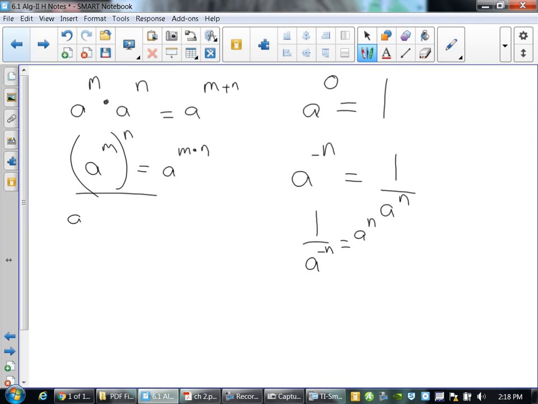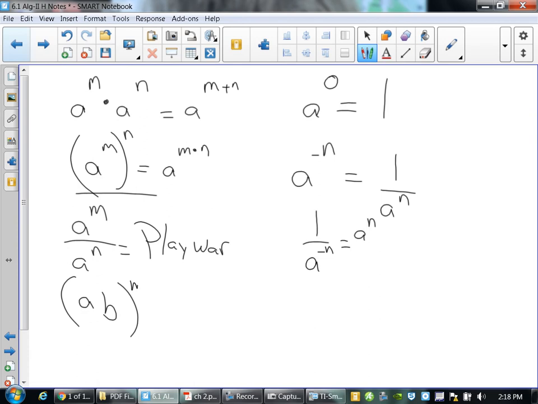So let me go through the last one. We had what? It was a to the m over a to the n. Just remember, play war. Distributive property. Do you think that distributive property works also if it's a fraction?